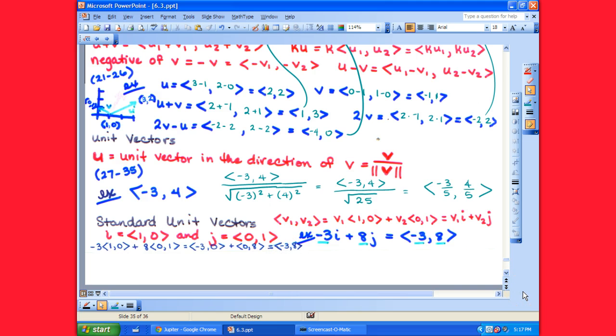So on the homework tonight, for some of the problems, instead of giving you the vector in component form, they're going to give it to you in standard unit vector form. You are more than welcome to take the standard unit vector form and just pull out those leading coefficients, the coefficient of i and the coefficient of j. Pull those out, and that will be your component form of your vector. Or you can work with it in standard unit vector form as well.